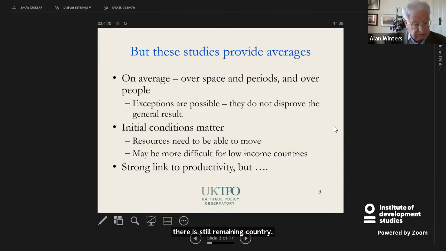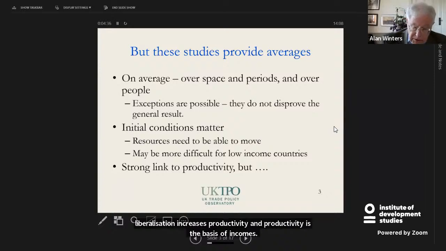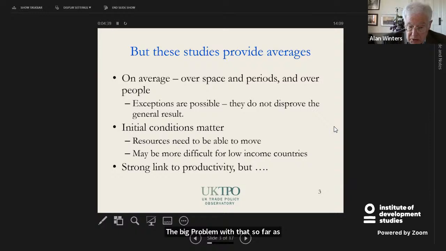One of the absolute regular results we get, on about 490 out of 500 studies I once counted, is that trade liberalization increases productivity, and productivity is the basis of incomes. The big problem with that, so far as growth is concerned, is you might make your industry more productive, but if at the same time you make it smaller, you don't necessarily end up with more income. So while I think one needs to think about trade liberalization and productivity, you also need to make sure you are thinking about the aggregate size of the economy.